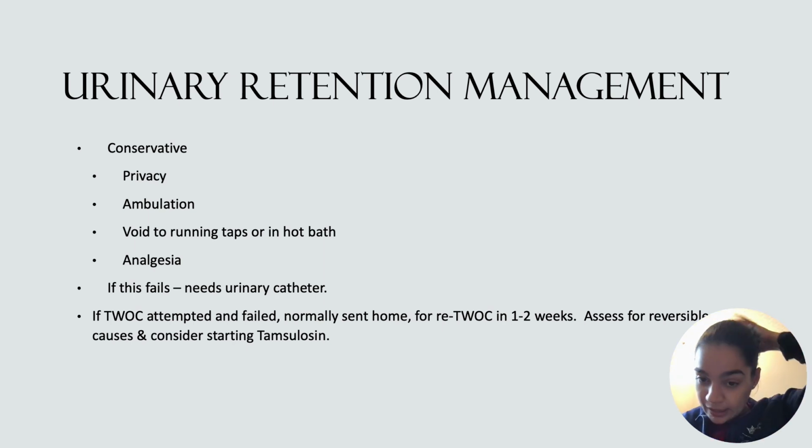Once you want to have a catheter removed in hospital, you want to TWOC, so that's a trial without catheter. If the TWOC fails, so for example, the patient's in retention, you put a catheter in, the patient starts passing urine, you want to send them home, you take the catheter out and they go into retention again, you put the catheter back in, you send them home, and in 2 weeks' time, you reattempt the TWOC at TWOC clinic. You also want to assess for any reversible causes and consider starting tamsulosin.